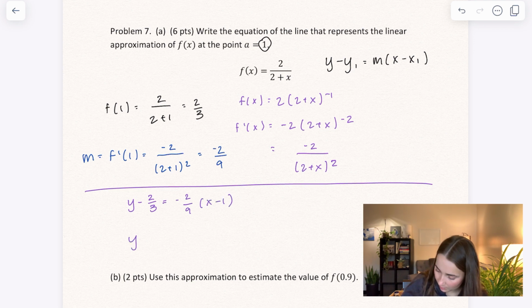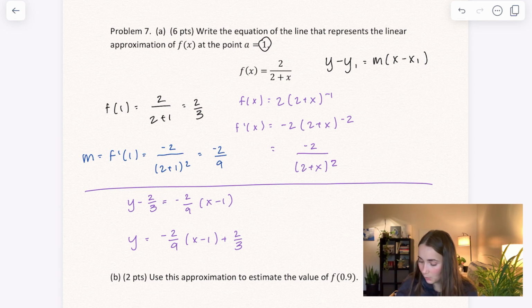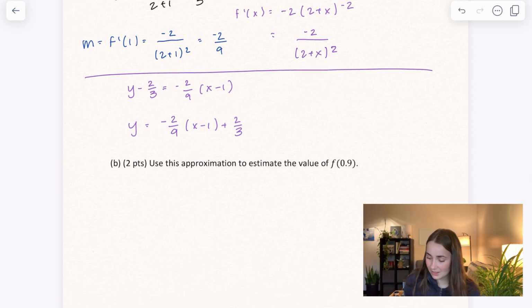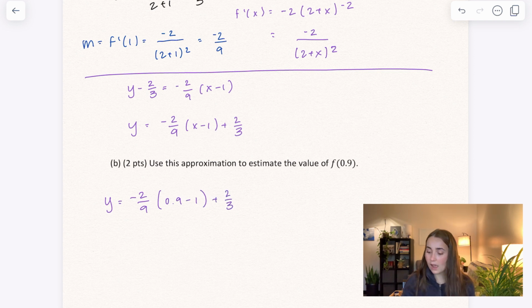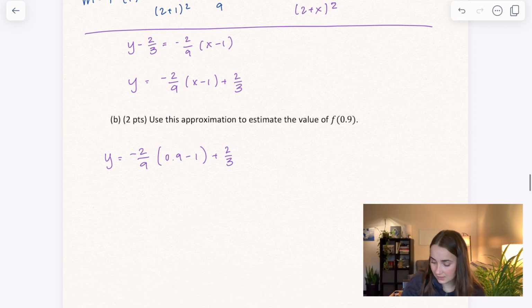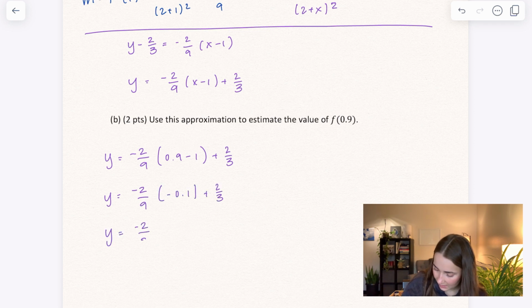I'm going to go ahead and get y all by itself. And there we have the equation. So now we're going to go ahead and use this approximation to estimate the value of 0.9. So that means I'm just going to plug in x is equal to 0.9. So I wouldn't suggest leaving it like this. This is technically correct, but I think that given the context, we want to try to simplify it as much as we can. So here we get negative 0.1. And I'm going to rewrite that as negative 1/10 because I think that helps us simplify it down. So here we can divide this one out and that becomes a 5.